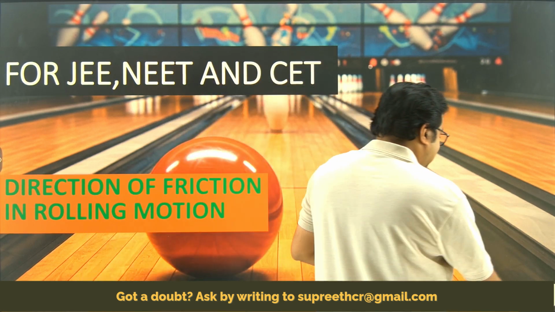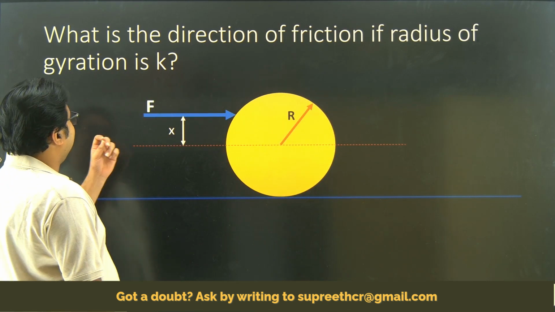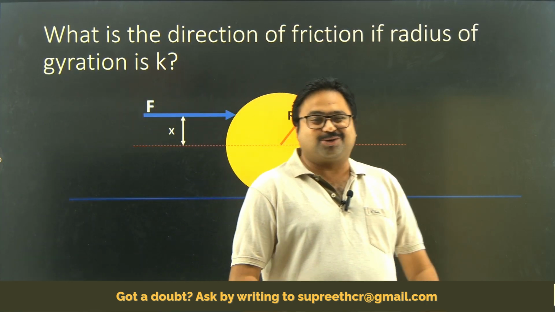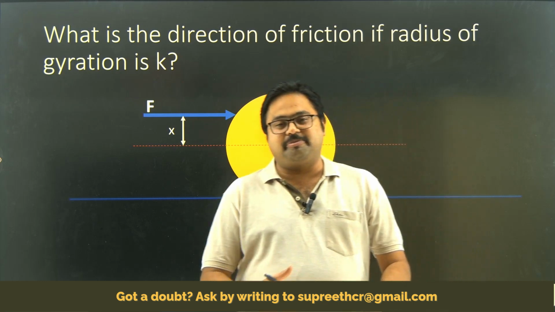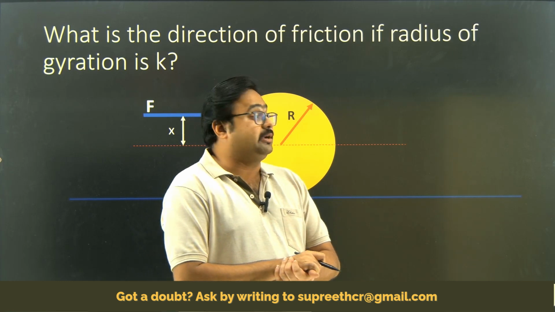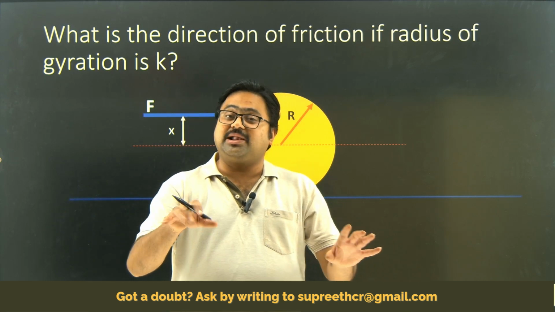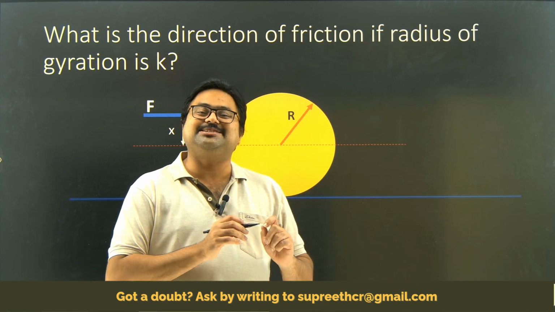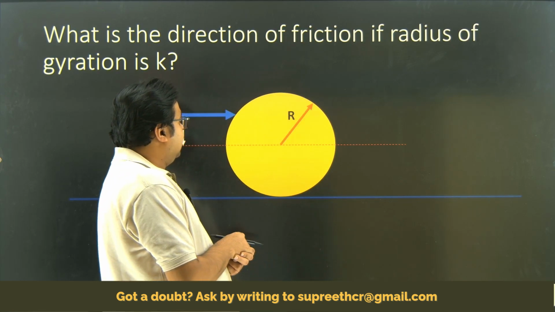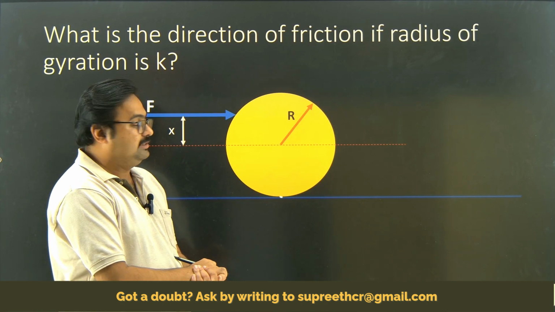Let's look at the problem statement. What is the direction of frictional force if the radius of gyration of the body is k? So we have a round body out here. It could be a disc, it could be a sphere, it could be anything, a ring, let's say. It doesn't matter what it is right now, but the radius of gyration of the body is k. Depending on the size and shape of the body, we all know that the radius of gyration would change. It is the distance to the effective mass of the body. When that is the situation, this is the point of contact. That's where the point of contact lies.